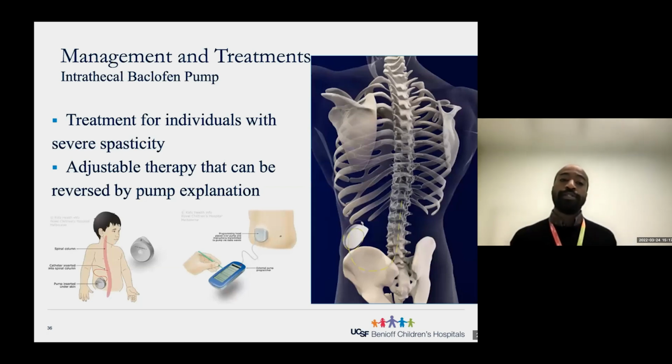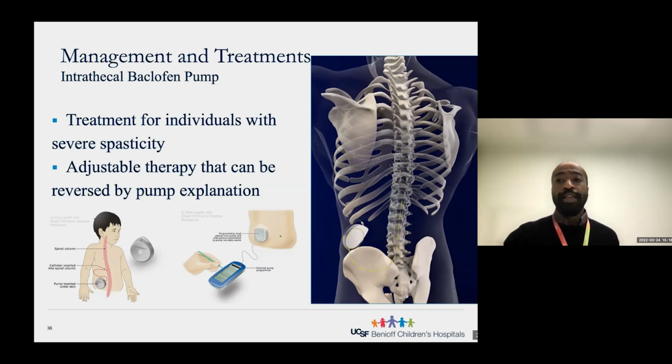There are two neurosurgical interventions that I'll commonly talk with families about. One is the intrathecal baclofen pump. The intrathecal baclofen pump is utilized for children with severe spasticity that has failed more conservative therapy, and so you are using this intervention to improve function and quality of life.